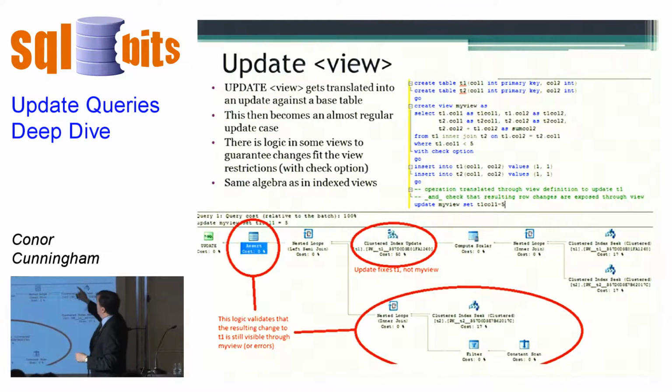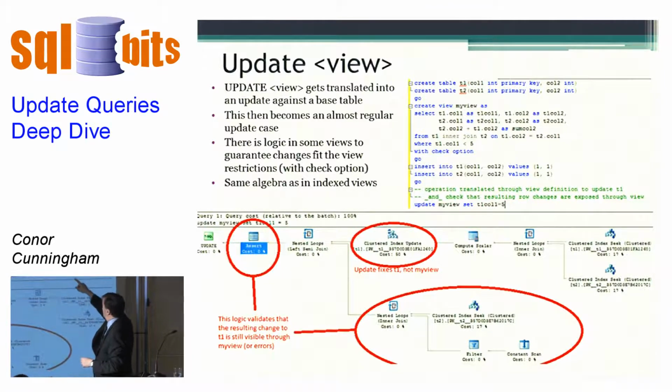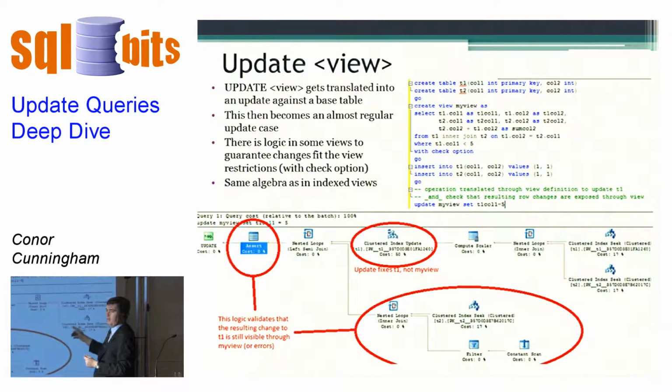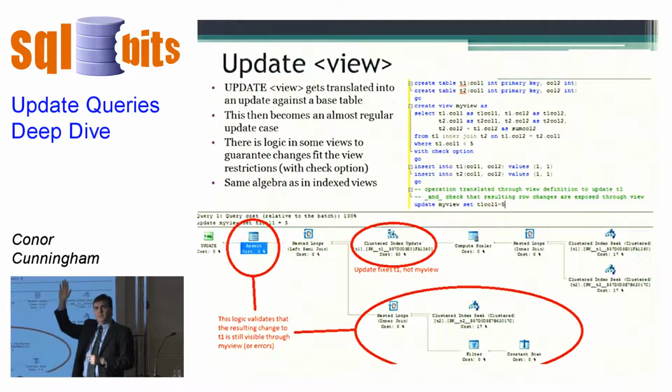So here, if you create two tables and you create a view as a join of the two tables with some predicate, in this particular example, I added something special. How many people know what with check option is? A couple of you. Okay, I'll explain.